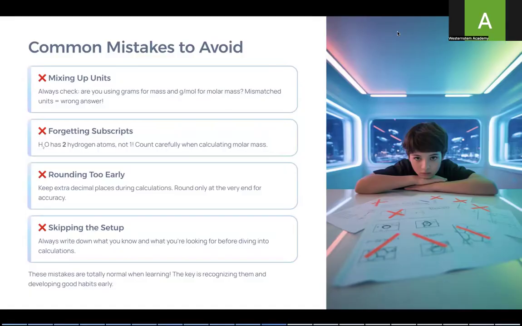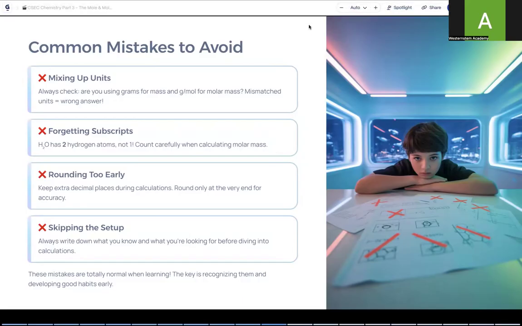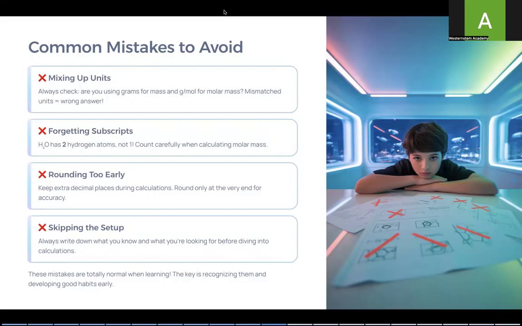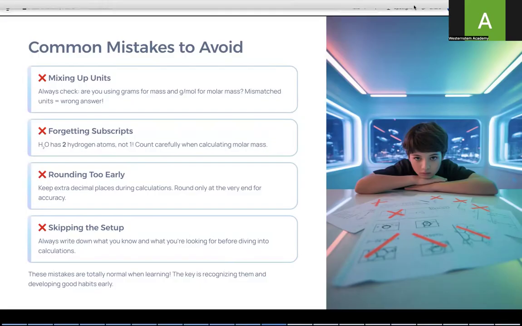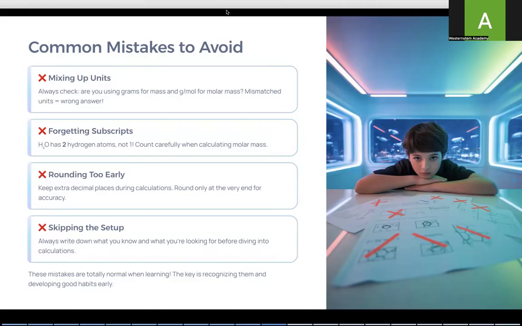Okay, so common mistakes to avoid. Mixing up units. You do not want to mix up units. Always check: are you using grams for mass and grams per mole for molar mass? Mismatched units will give the wrong answer.